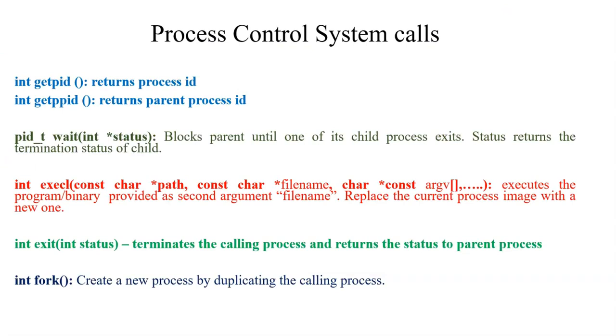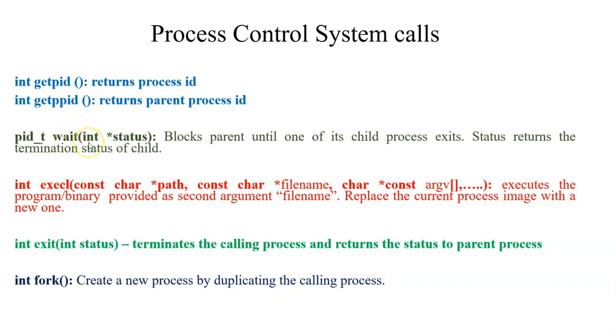In this slide, we are going to discuss the various system calls. So first is getpid, getppid. Whenever a process is created in the system, the operating system assigns each process a unique number that's called the process ID of the process. And the getpid function will return the process ID of the calling process. And getppid will return its parent process ID.